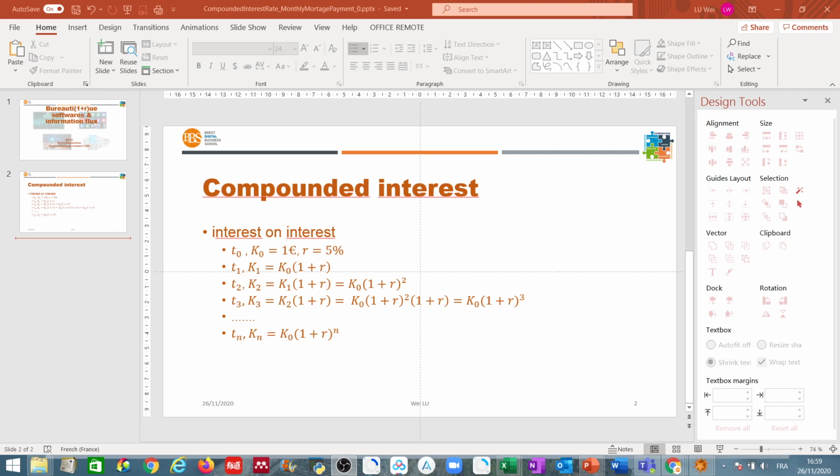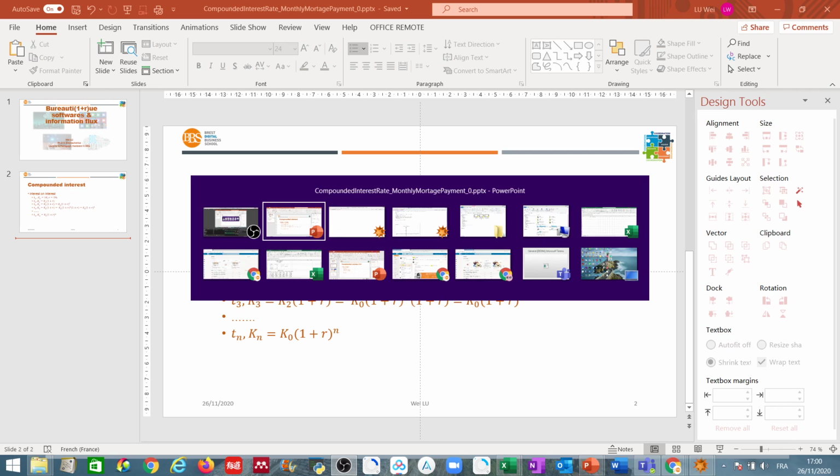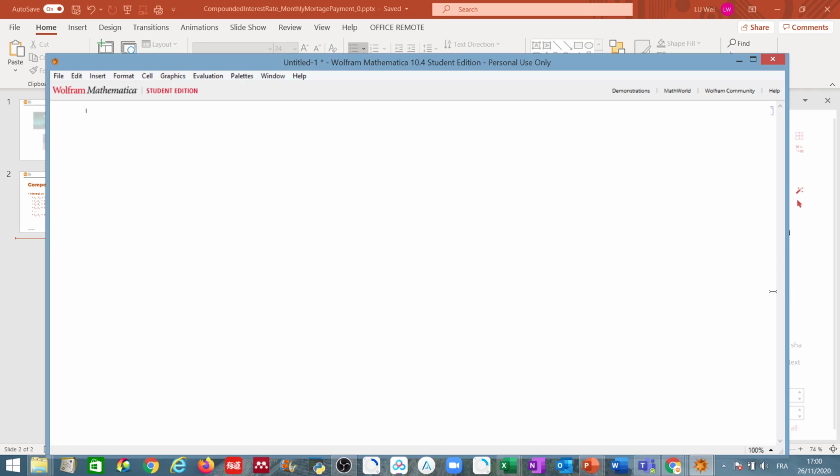We should point out that compound interest is an exponential increase. That means it increases more and more quickly with time. We can show it in this way. For example, we can define a function like compounded interest to calculate the sum of the principal and interest.